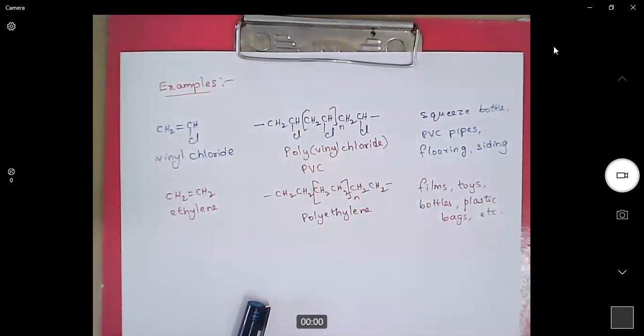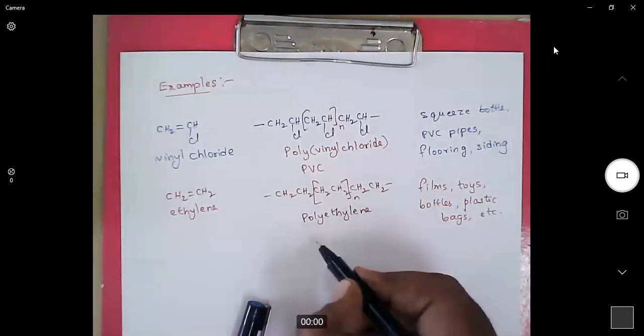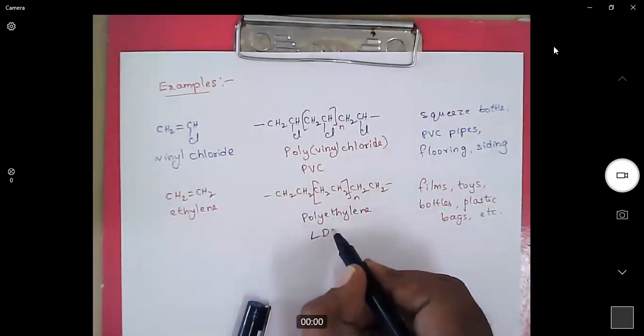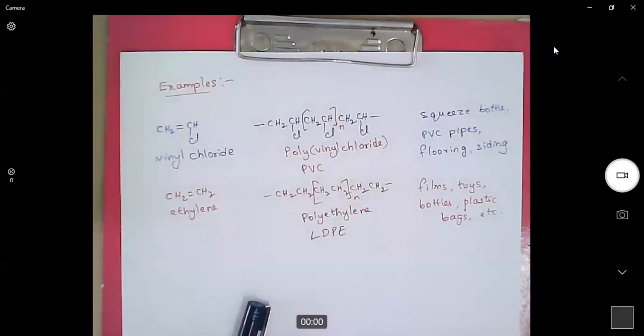There are many examples of applications of polyethylene. The polyethylene produced by radical polymerization is a low density polyethylene.